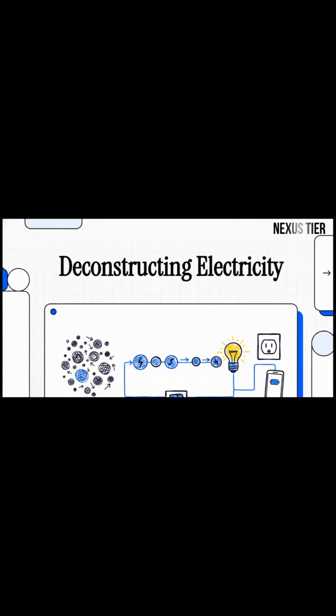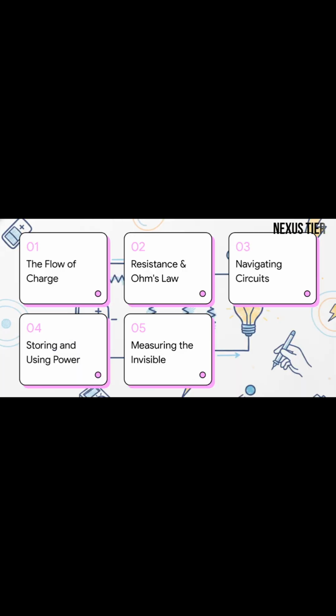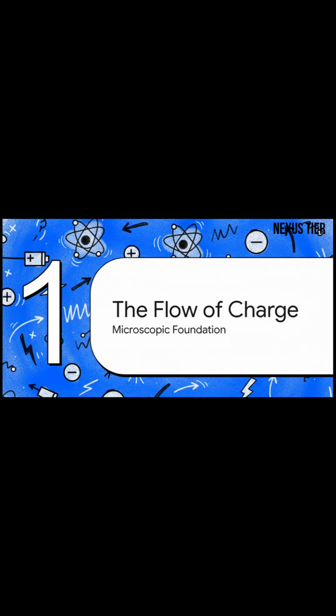So whether you're just refreshing your physics knowledge or you really want to know what actually happens when you flip a light switch, you are definitely in the right place. Let's get into it. To make this dense, physical topic easy to digest, we've broken it down into 5 quick chapters. First, we'll define the flow of charge. Then we'll look at the obstacles it faces with resistance and Ohm's law. Next, we'll navigate complex circuits, figure out how we store and use power, and finally, we'll explore how scientists actually measure these invisible forces.